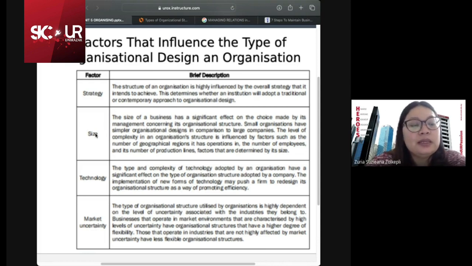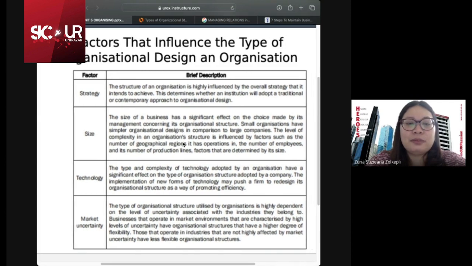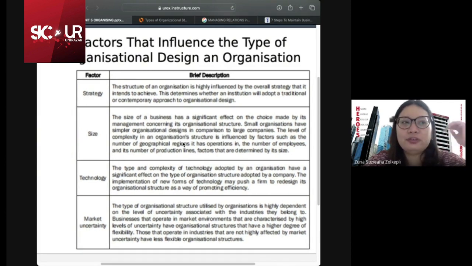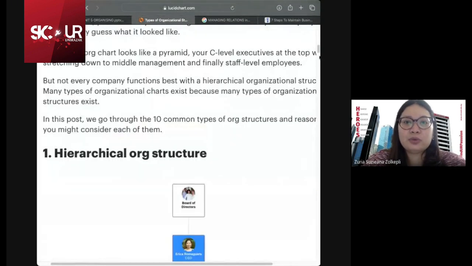The size of the company, the number of your employees, also plays a factor in determining which one is suitable for you, right? And not only in terms of the size of employees, okay, we are talking about the size of the company. Let's say if you have branches, you have different locations. This one, okay, the number of geographical regions that you have operations. So it depends, all right? Maybe it will be easier for you to have a geographical departmentalization. Okay, actually it's here, but we don't go through everything here.